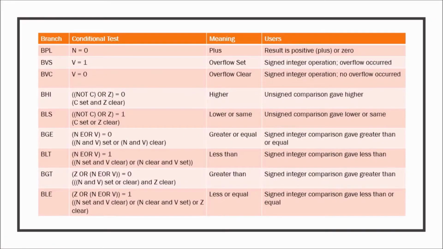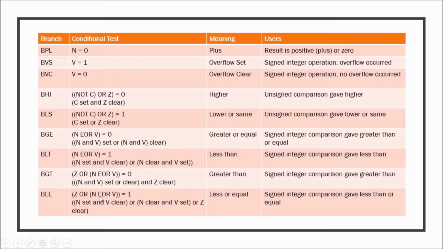Assalamualaikum. My name is ALIF AIMAN bin SHUHAIMI. I want to explain about branch and I'll continue from part 2. The first branch is BPL, it means plus. The conditional test is N equal to 0, it means if the result is positive or 0, the branch occurs. If not, if the result is negative, ignore the branch.